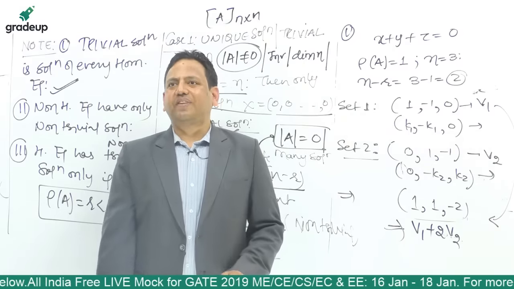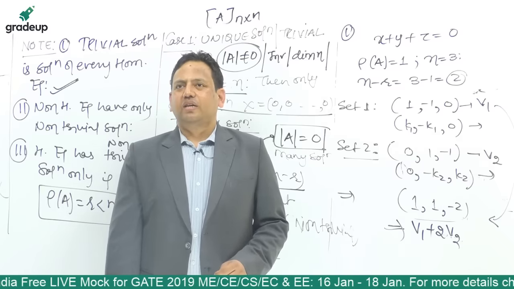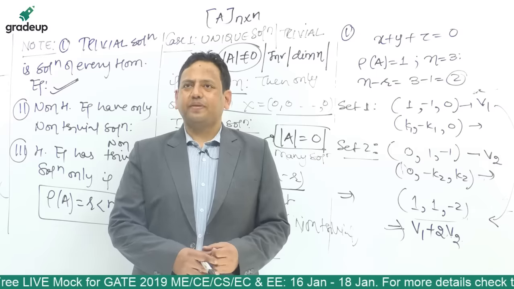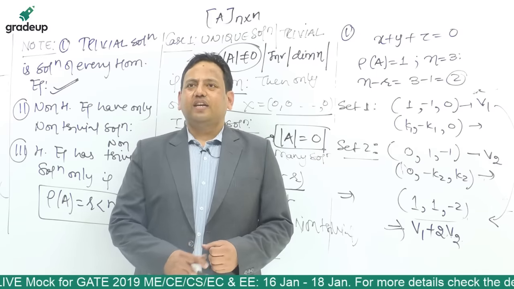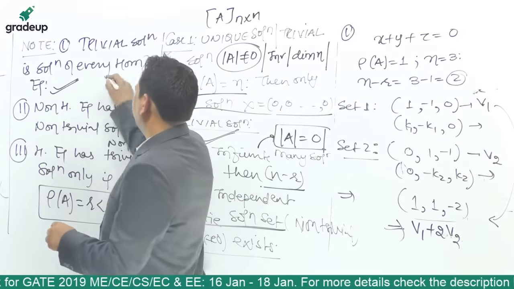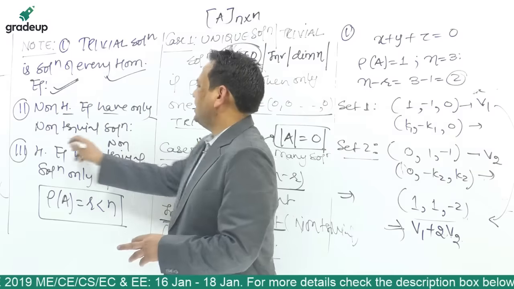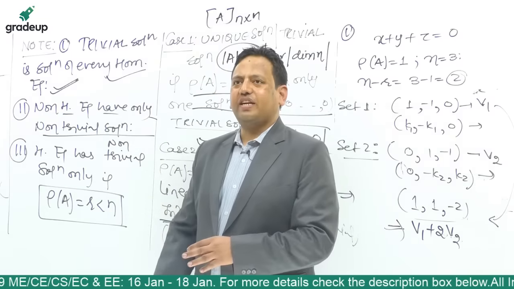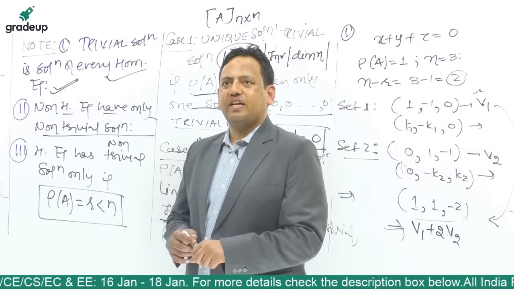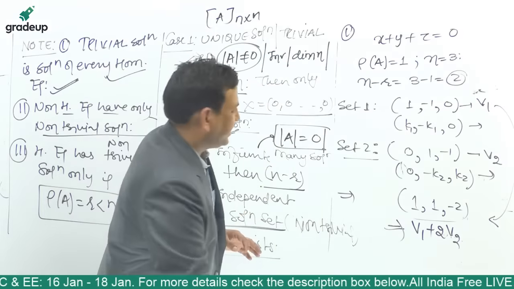Sir, if it is infinite then zero should come. What zero should come? 0, 0 is the solution of every equation. So 0 will be a solution in every case. A non-homogeneous equation has a non-trivial solution only, dear. Okay, so I hope I have defined the concept.